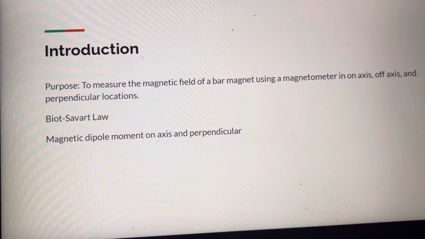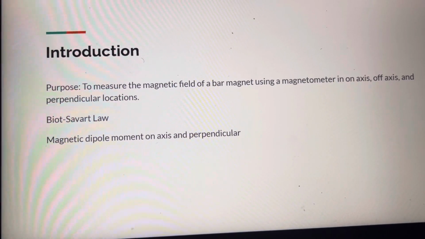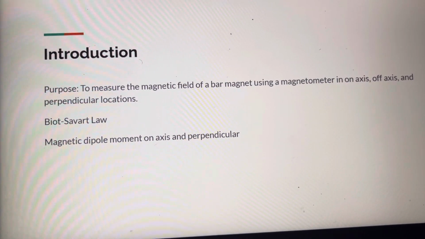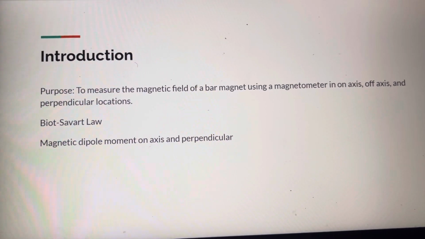And you also have the magnetic dipole moment. The formulas for when it is on axis and perpendicular to the bar magnet.